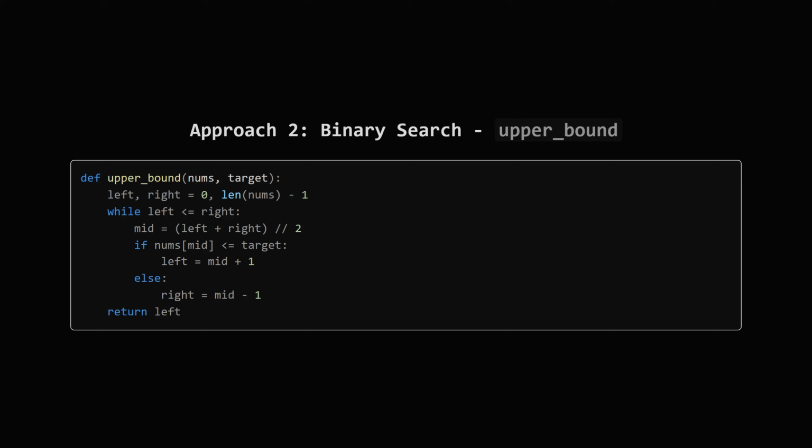Now let's look at the upper_bound function. It's very similar to lower_bound. The key difference is in the if condition. If the element at nums at position mid is less than or equal to the target, we update left to mid plus 1, because we're looking for the first element strictly greater than the target. Otherwise, we update right to mid minus 1. We return left, which represents the index of the first element strictly greater than the target.